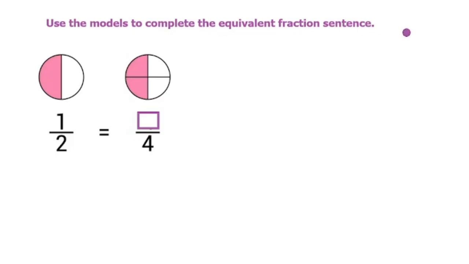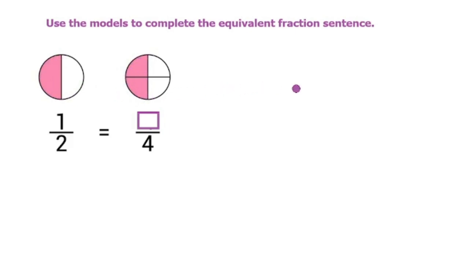So first, let's talk about what equivalent fraction means. Equivalent fraction means the same shape, size, and colored area as the other model. So this one would have to have the same shape, size, and colored area as this one. And we could see that it does.